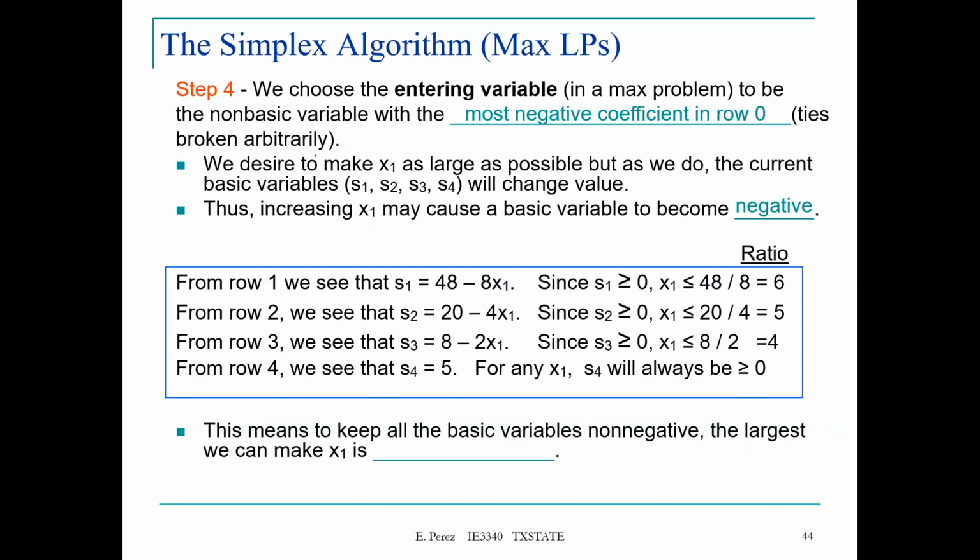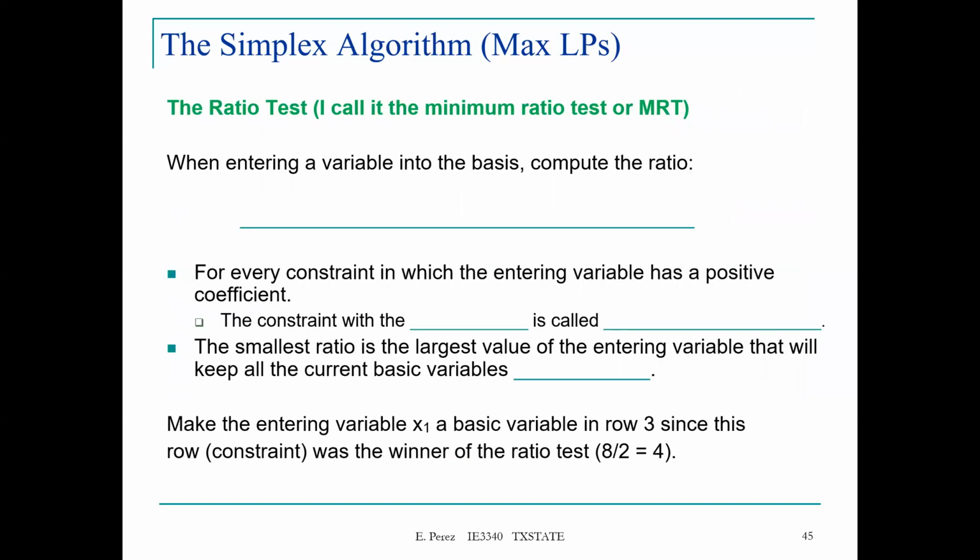This means that to keep all the basic variables non-negative, the largest we can make x1 is the minimum of 6, 5, and 4. And that minimum is equal to 4. Using that information, this is what we call the ratio test, and I call it the minimum ratio test. When entering a variable into the basis, compute the ratio. The ratio is equal to the right-hand side of the row divided by the coefficient of the entering variable in that row.